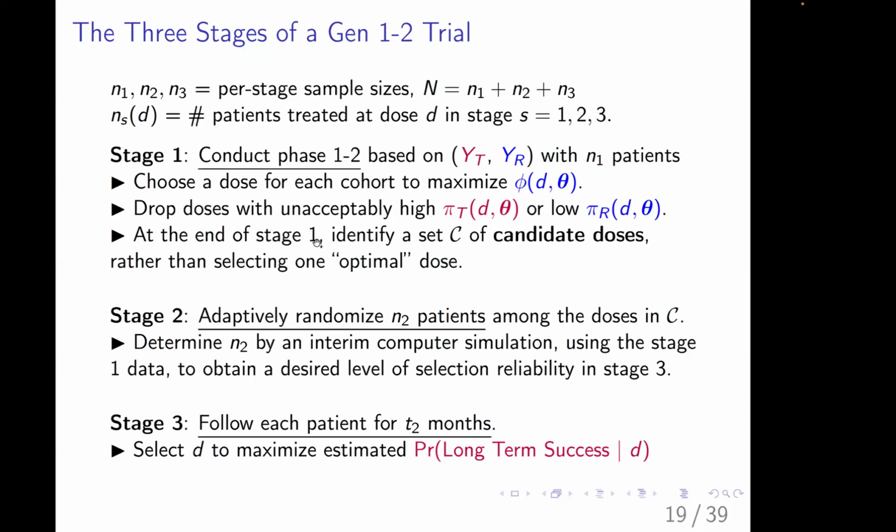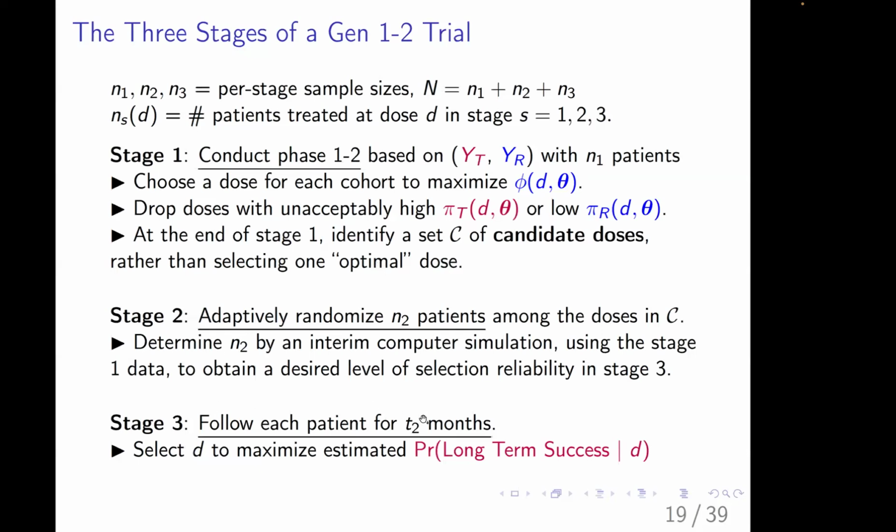But at the end, instead of picking one dose, you pick a set. I'm going to write it as calligraphic C of candidates. So now that you've got a candidate dose set, we've got our let's-treat-additional-patients rule: adaptively randomize n2 patients among the doses in the candidate set. And there you can do a little mini simulation to say, well, how big should n2 be? And so you try different values of n2, should n2 be 5 or 10 or 15? The bigger it is, the bigger your trial gets. So it's got to be something the investigator can afford. And you see how reliably you can make decisions. We found that values of n2 of 10 tend to work well.